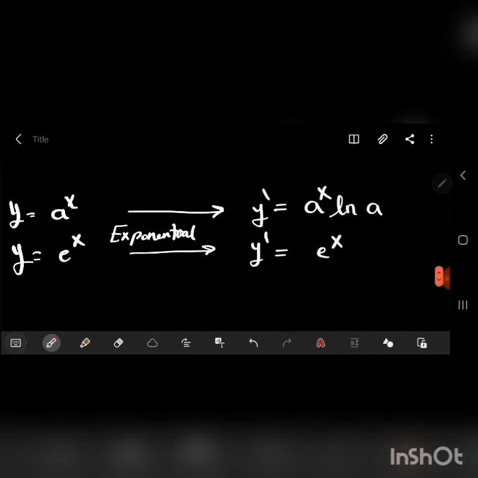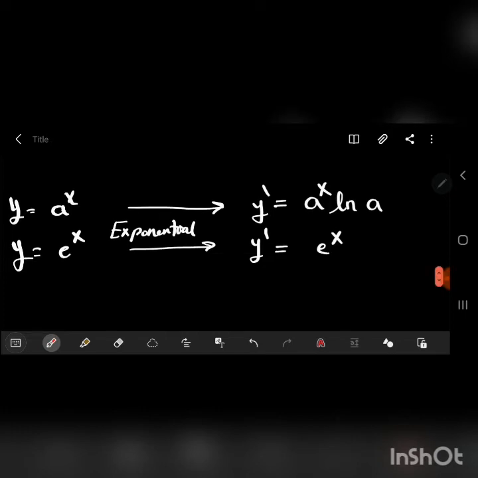About the exponential functions, y equal a to the power x. Its derivative will be y prime equal to a to the power x times ln a. The second one, y equal e to the power x. Its derivative will be the same, y prime equal to e to the power x. These are the rules, these are derivatives. You have to save them in your mind. It's very important to solve the questions.